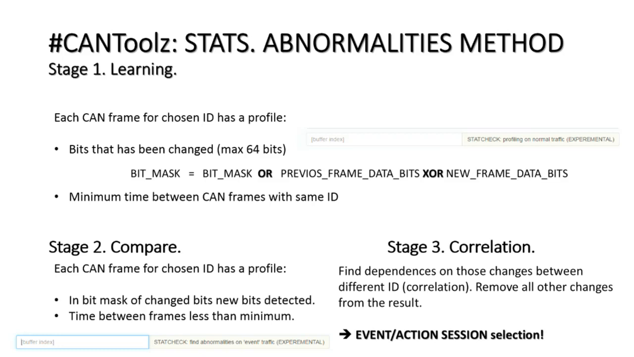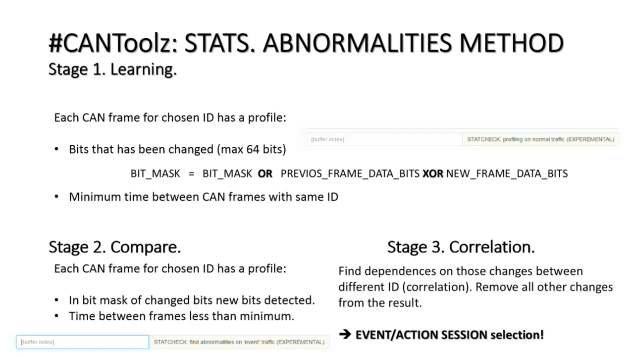And I remember these bits for each ID. And also I remember the time between the same frames. So if it's each second, okay, I remember this minimum time. And in the second stage, when I have the second set of traffic where the action event happened, I do the same. I determine the minimum time for each ID and the bits that have been changed, and compare. If new bits are found, it's an abnormality for me. And that's how, for example, RPM is excluded by default, because it's not always, but almost always the same bits that change all the time. And a lot of noise is removed very fast.